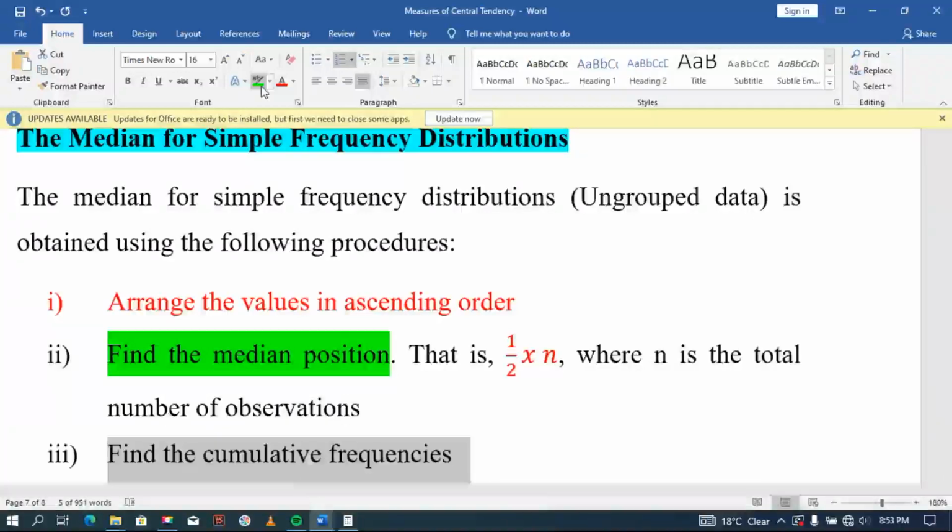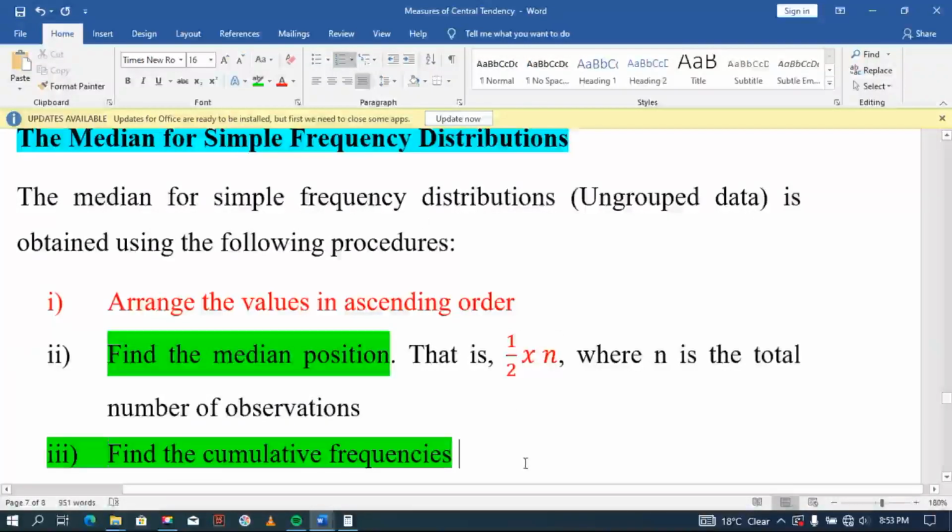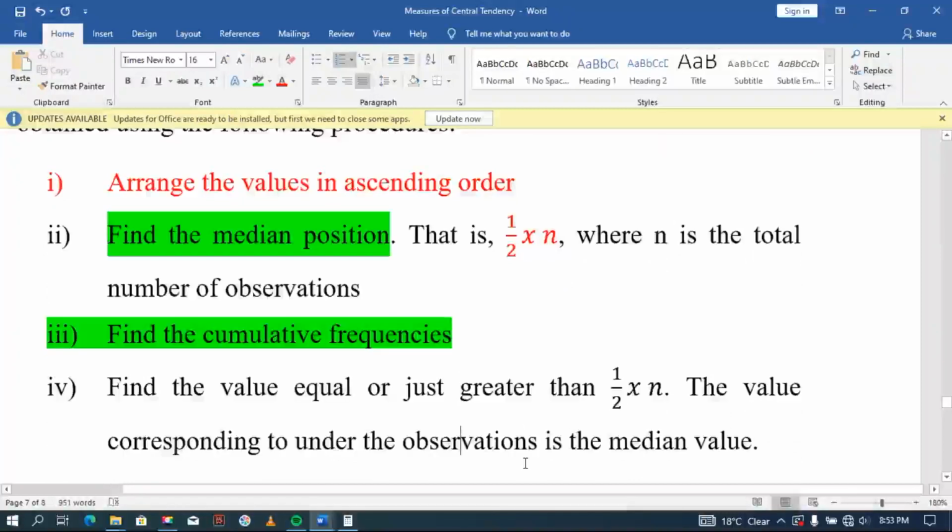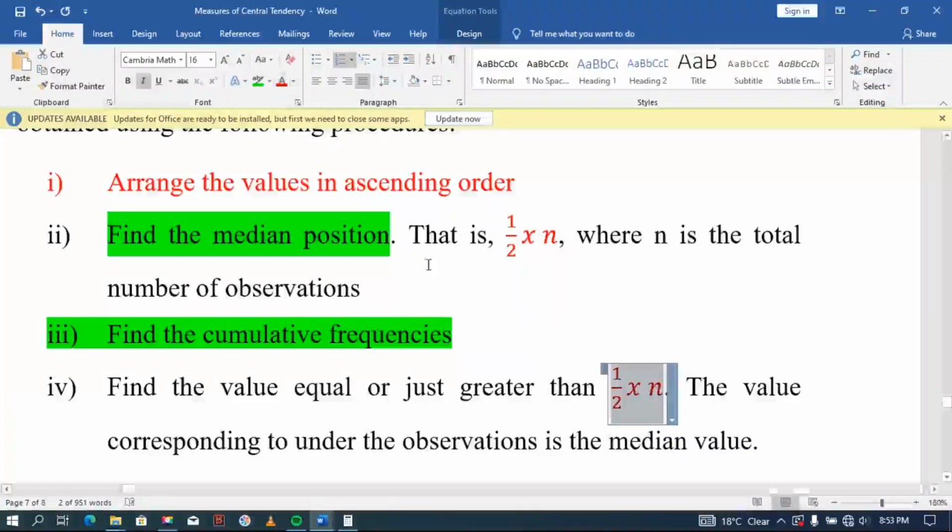Find the cumulative frequencies. Then after finding the cumulative frequencies, the value that is equal or just greater than a half of n under the cumulative frequency column is what we read. And once we identify that value that is just equal to a half of n or greater than a half of n, the corresponding observation is what we read as the median value.